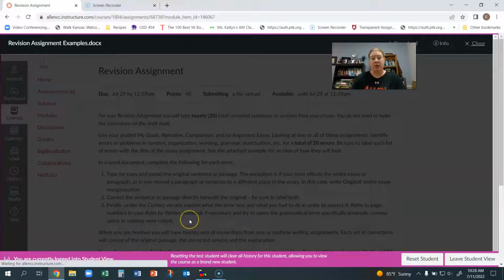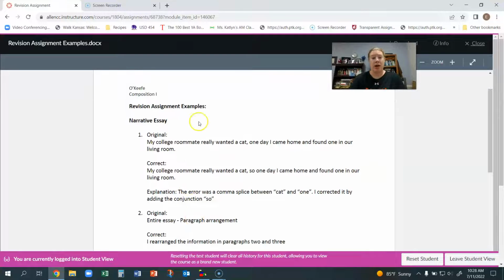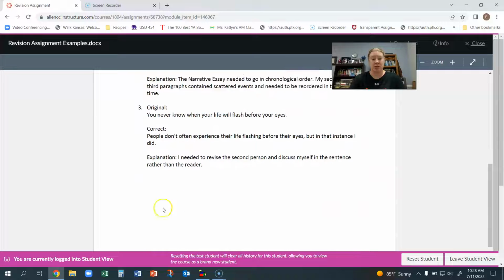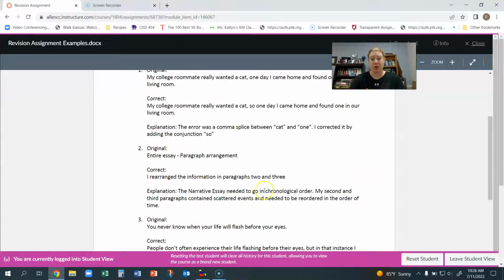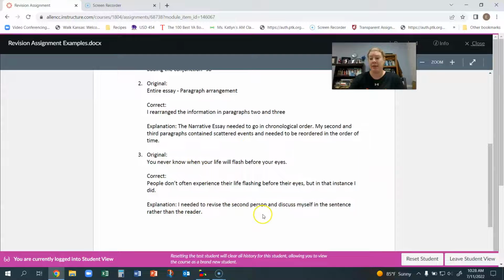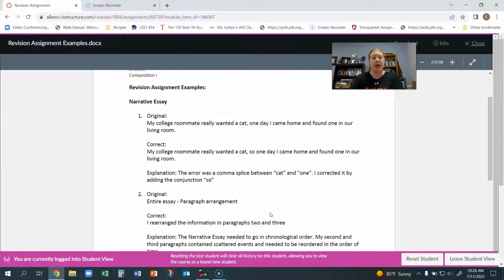I have a sample here. You're more than welcome to just download the file and then replace it with your own. Basically, I've just got 3 samples here of errors that could be corrected. You're going to do 20 of these. When I grade this, I just look to see, did you correct 20 errors? That's what I'm looking for. I really don't care which essay the errors came from. They might come from one essay or all 3.